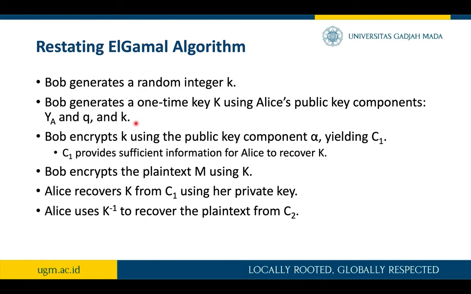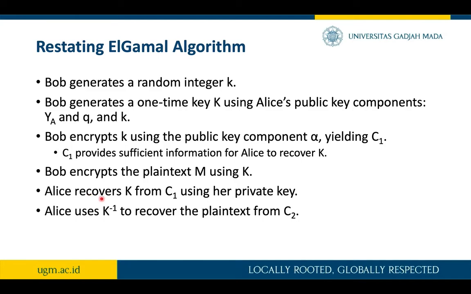If we restate the ElGamal algorithm, we can use these steps. Bob generates a random integer, lowercase k, and then generates a one-time key K using Alice's public key components YA and Q, and lowercase k. Then Bob encrypts k using the public key component alpha, and the result is C1. C1 is a hint, sufficient information for Alice to recover capital K, the one-time key. Then Bob encrypts the plain text M using K.